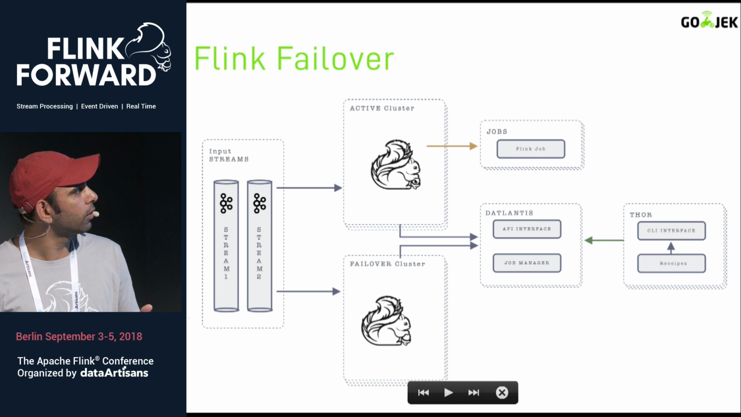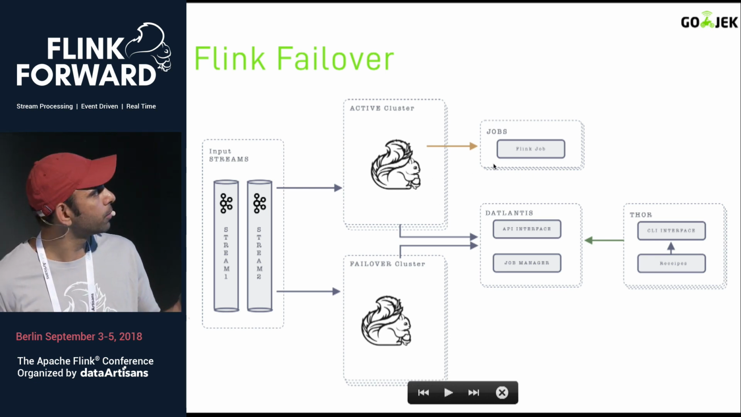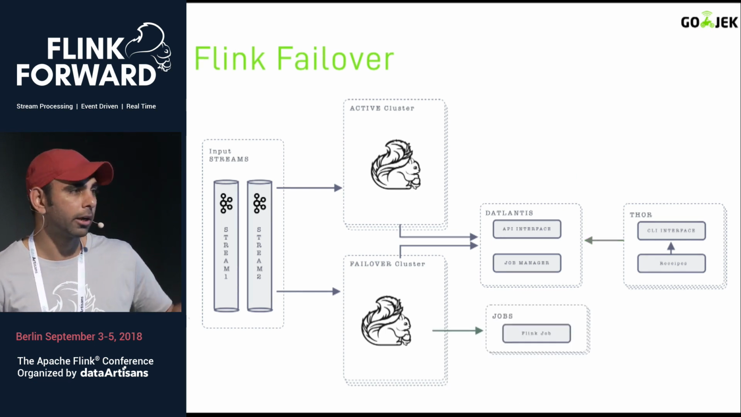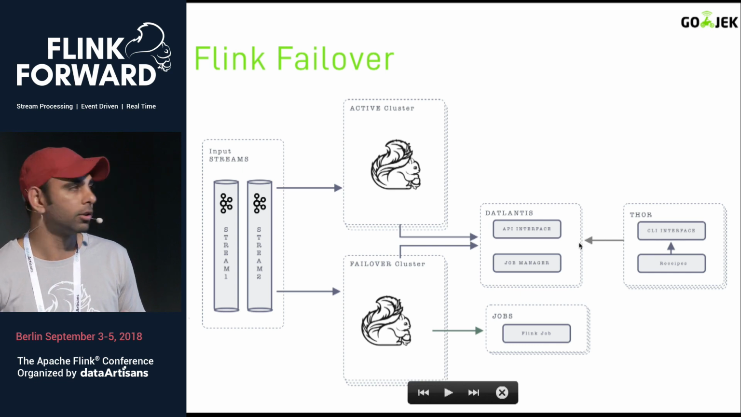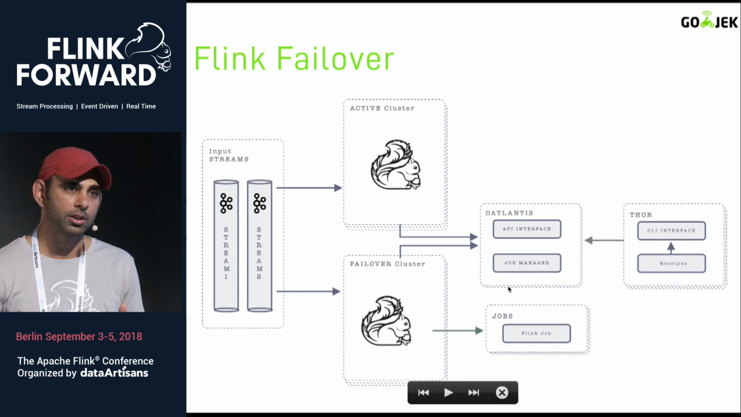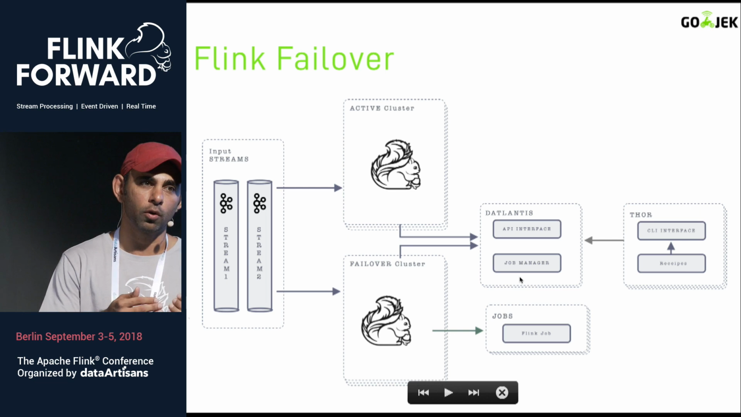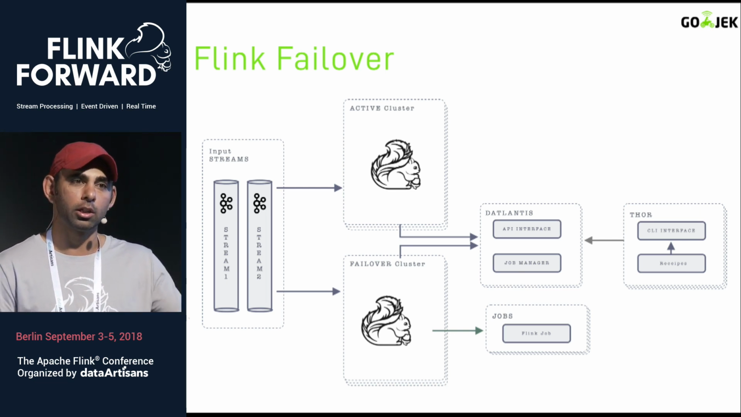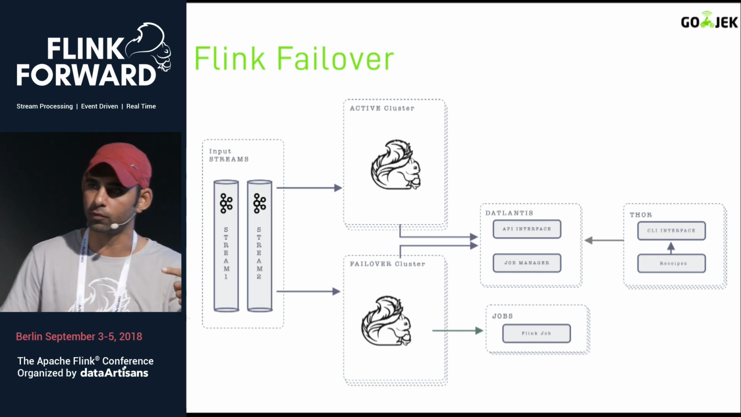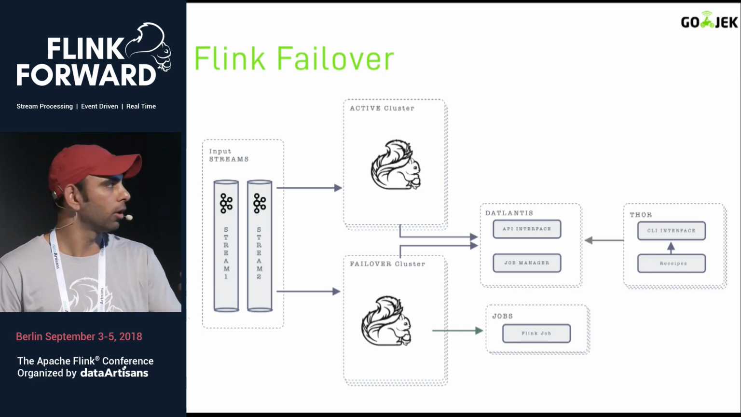So as soon as one of the clusters goes down, it notifies Atlantis that I'm gone, and then all the jobs which were running on that particular cluster are migrated to another one. So Thor notifies Atlantis, okay, this is the new configuration of the new Flink clusters. All the offsets are already stored in Kafka properly, so you can just kill all the jobs from the old clusters, and then restart the jobs there with the new configuration.